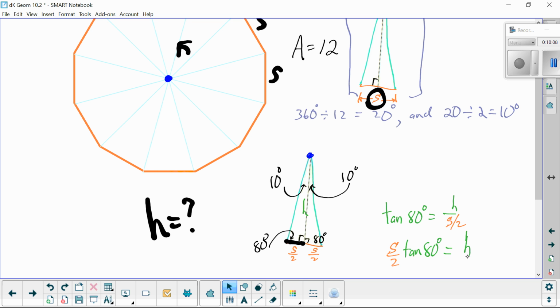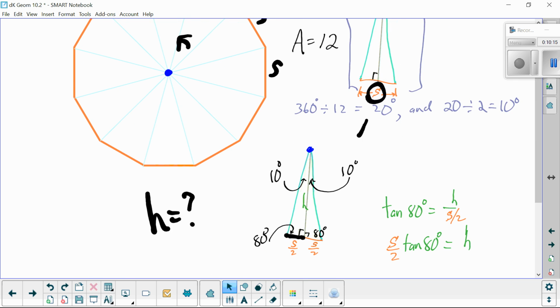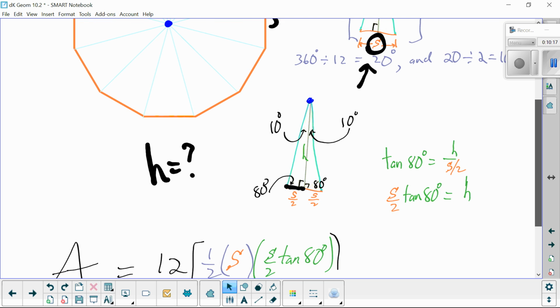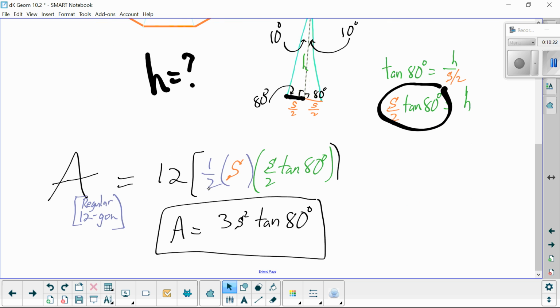So the area of the entire 12-gon is 12 triangles, where each triangle has a base of S and a height of S over 2 tangent of 80 degrees. So 12 triangles, 1/2 times the base times the height. 12 times a half is 6. 6 times a half is 3. So we have 3. S times S is S squared, tangent of 80 degrees. The area is 3 side squared, tangent of 80 degrees.